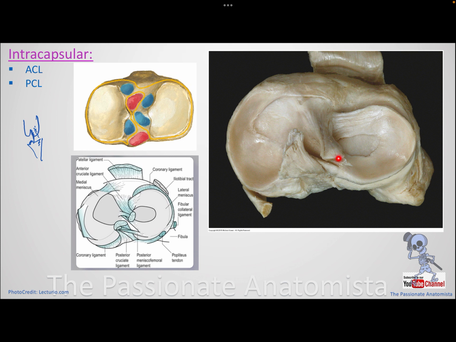You guys need to know how those fibers run from the tibia to reach the femur, because these are ligaments to attach the femur to the tibia. All of the ligaments need to attach the bone on top, which is the femur, to the bone down, which is mainly the tibia, and one ligament would be to the fibula. So the ACL comes from the anterior intercondylar area and goes to the femur, and the PCL comes from the posterior intercondylar area and goes to the femur.